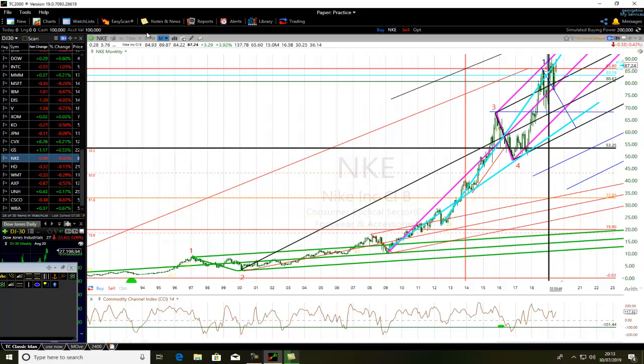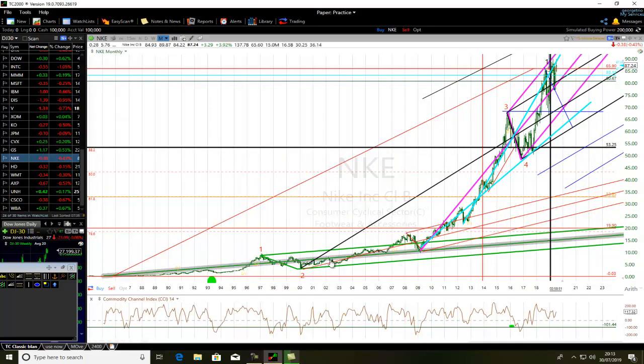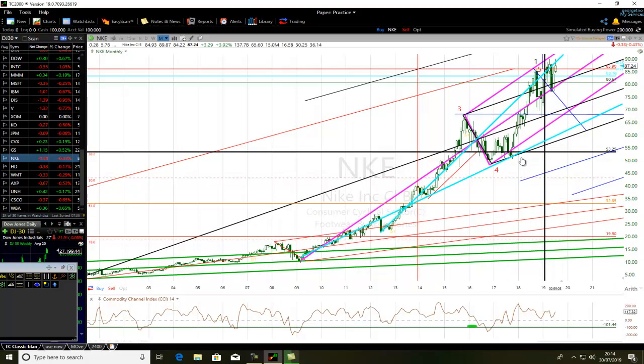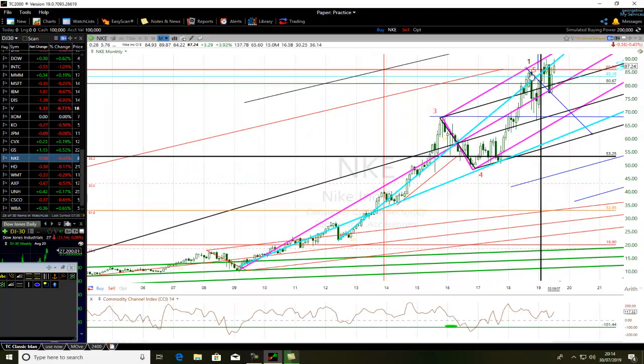So I'm on the monthly chart as usual, and I have counted my waves. Feel free to disagree with my wave counts. All right. So is this the first wave? Is this the second wave? And is this the third wave? Is this the fourth wave? Is this the end of the fifth wave, or are we going to have the fifth wave extension?